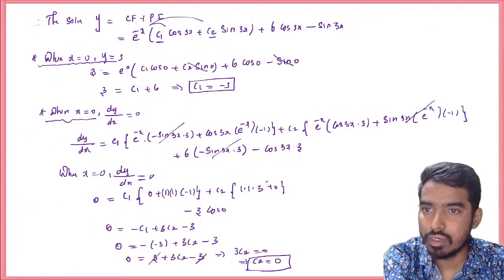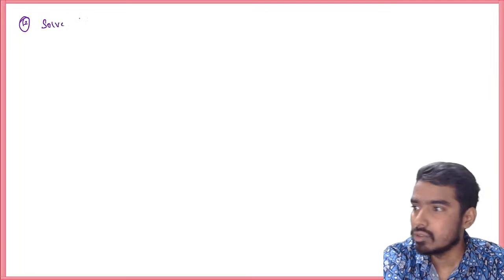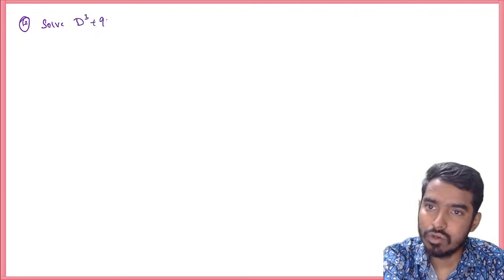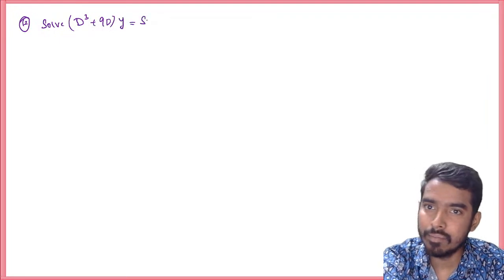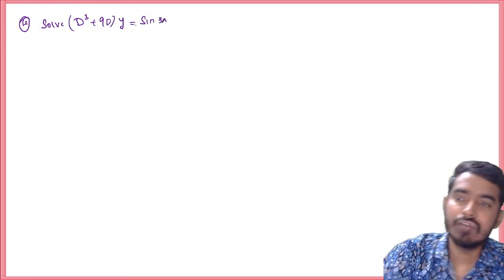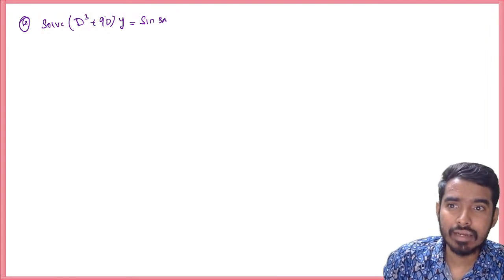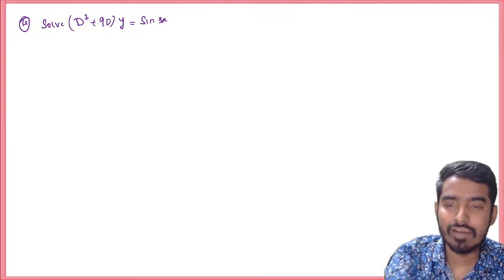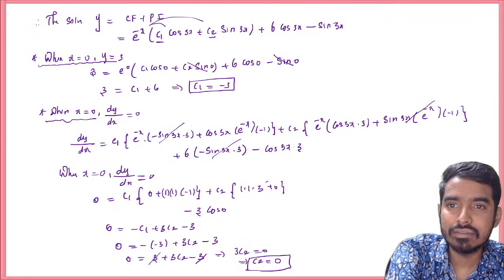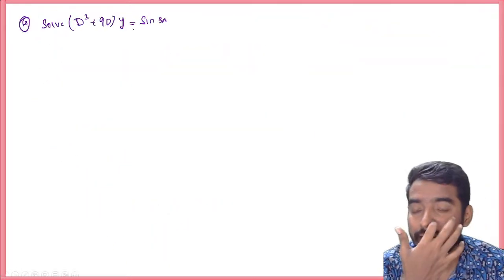We'll move on to the 12th problem. So solve D cube plus 9D. Now we are moving on to solving some higher order problems. As of now, in all 11 problems, it is only second order, right? We haven't solved higher order. You can see we have only D square terms, right? We don't have higher orders, but now we'll solve some higher order problems.